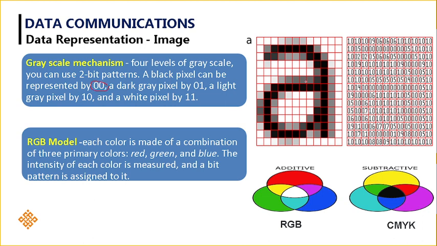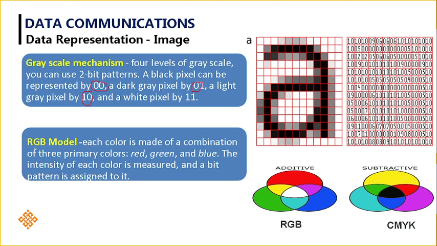Wherever there is 00 you can see here, pure black. If you want, you can use 00. A dark gray pixel, if you want, you can use the 01 pattern. A light gray pixel can use 10, and a white pixel is just 11. So these are the 4 bit patterns available in the grayscale mechanism.